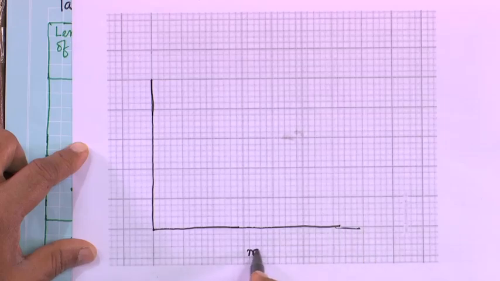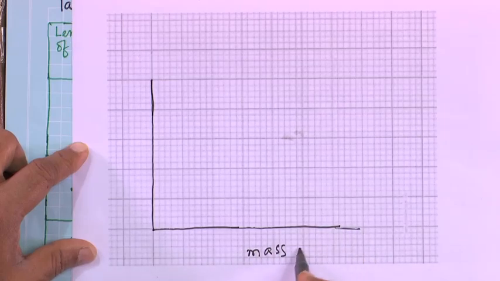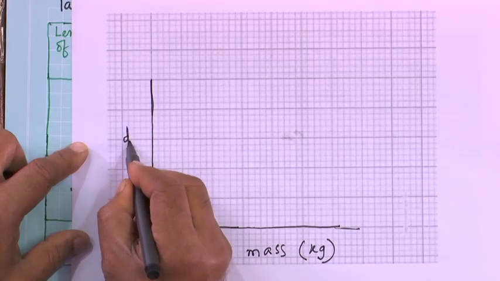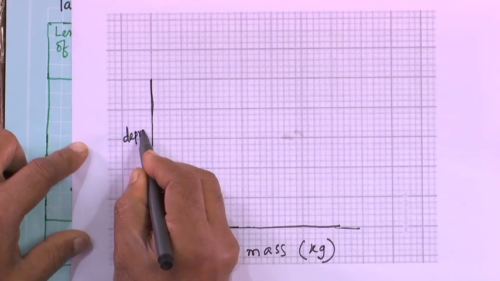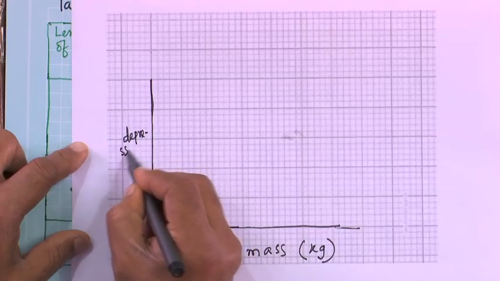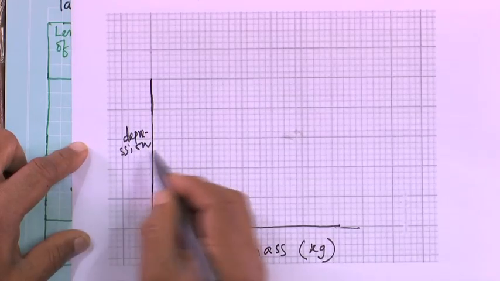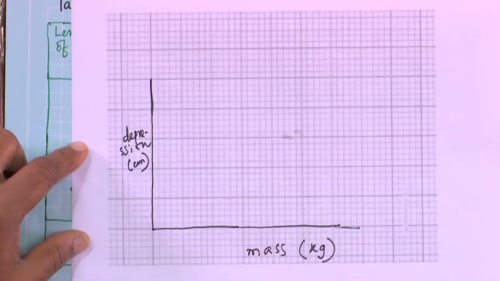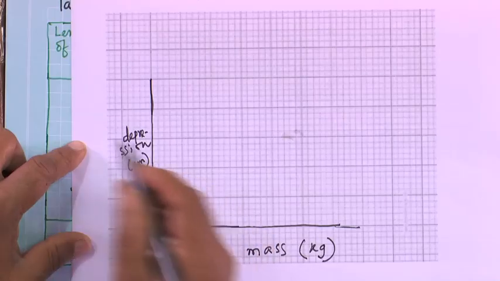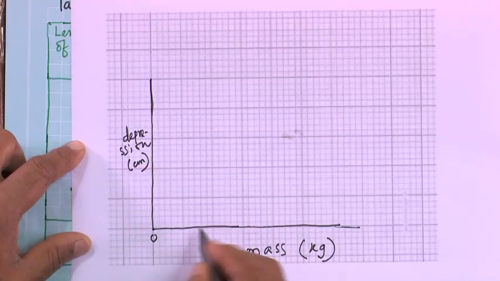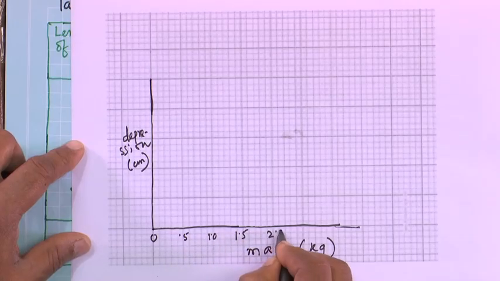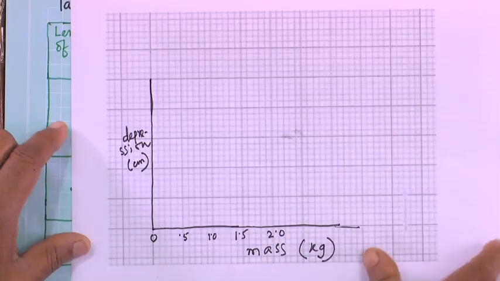This is the mass in kg or gram, whatever you should write, and this is the depression. I think you should write, say, centimeter and this kg. So now I have 0 mass, then 0.5 kg, then 1 kg, then 1.5 kg, then 2 kg. Okay.